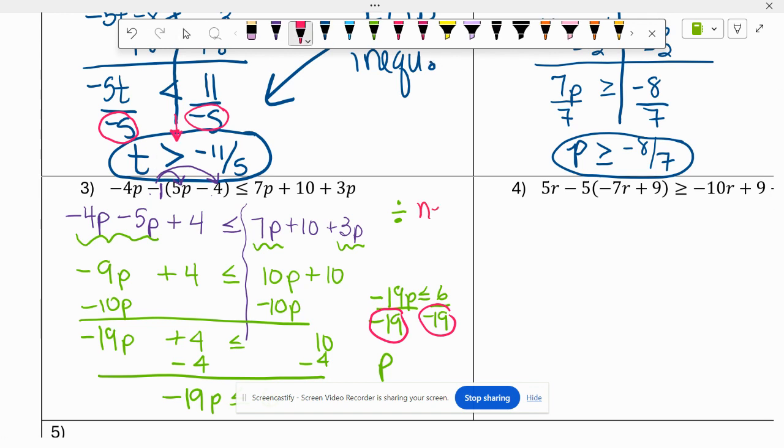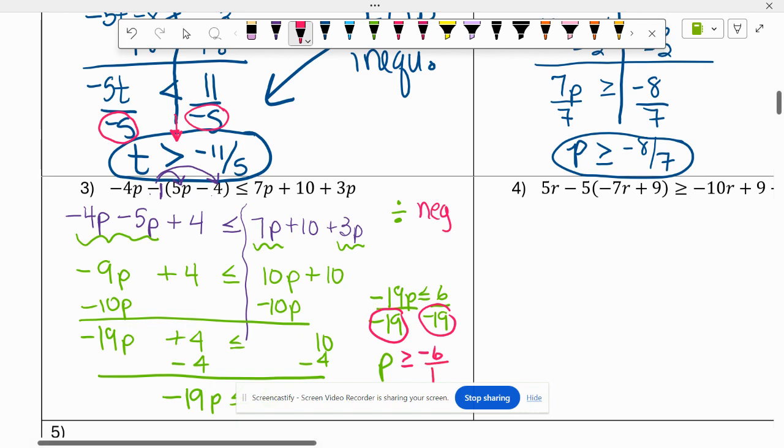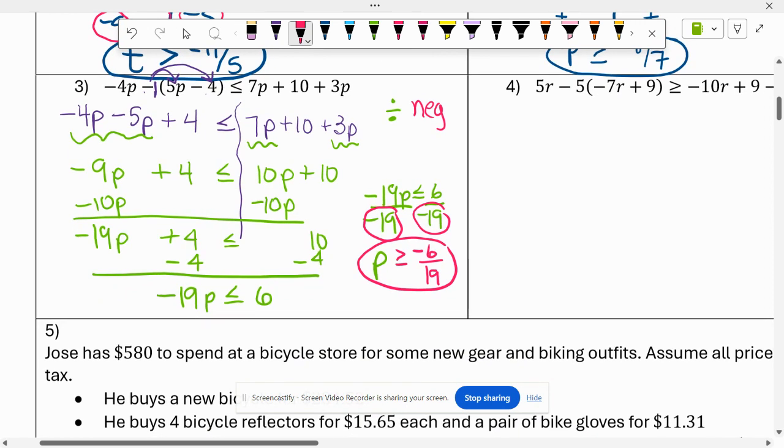When you divide, you have to divide both sides, right? So we're going to flip that. So now p is greater than or equal to, and I always move the negative up top, negative 6 over 19. P is greater than or equal to negative 6 over 19. Good job, guys and gals.